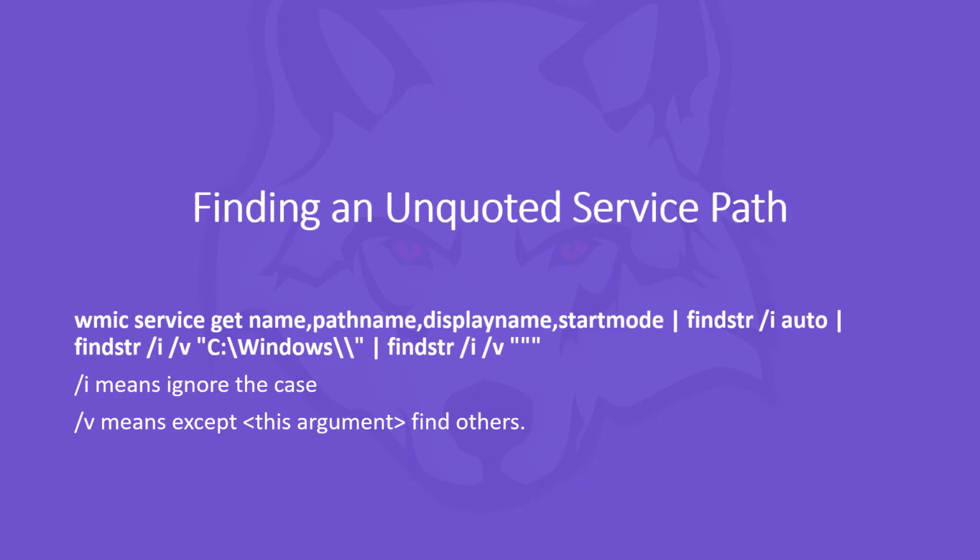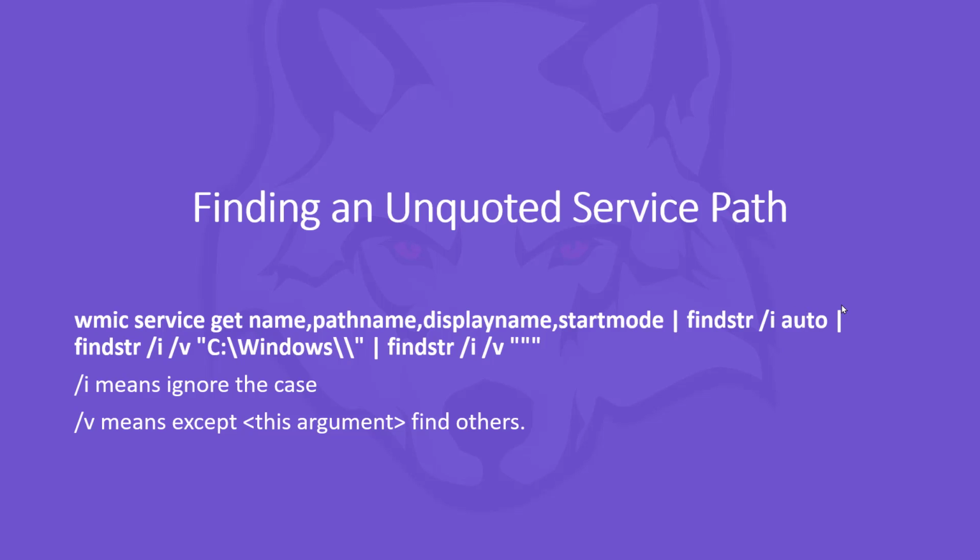To do that, and I'll show you in just a moment here, we're going to do that by finding the unquoted service path. To do that, we're simply going to run this command, wmic service, and we tell it to get the name, pathname, displayname, and startmode of all the services. Then we're going to pipe that into findstr /i, that means ignore case, and we're looking for the word auto, so we're looking for services that automatically start.